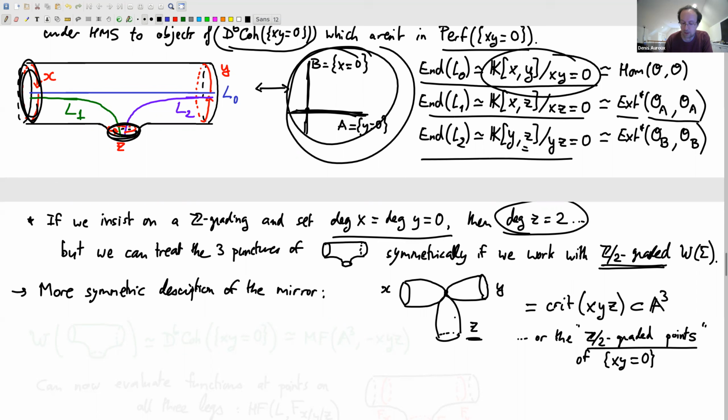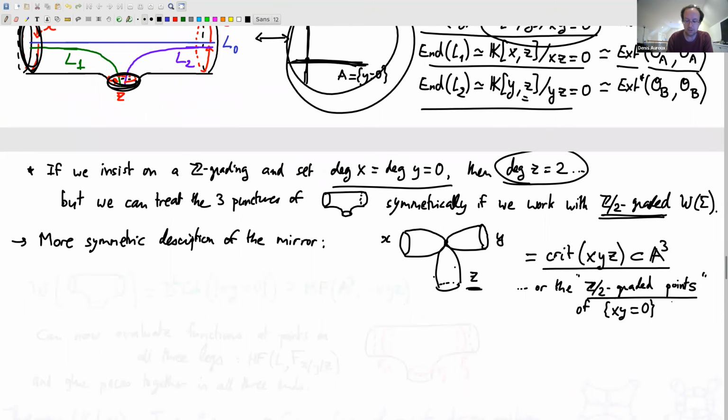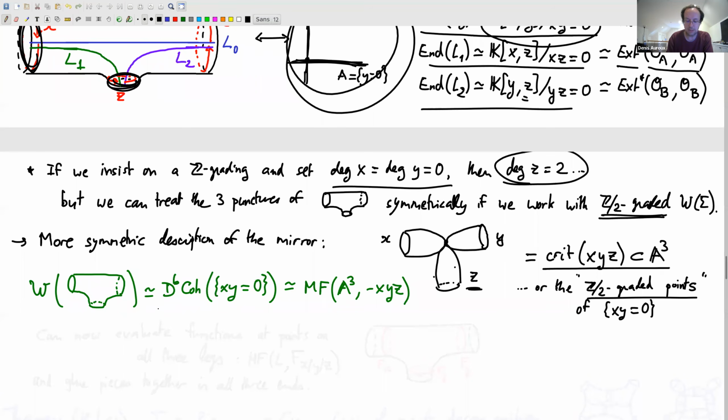Anyway, maybe a more ordinary way to describe that is this is also the critical locus of a function xyz on affine three-space. And so there's a mirror symmetry statement that says that the wrapped Fukaya category of a pair of pants looks like coherent sheaves on xy equals 0, or that it is matrix factorizations of the Landau-Ginzburg model on affine three-dimensional space with a function minus xyz. So you look at how these things multiply with each other.